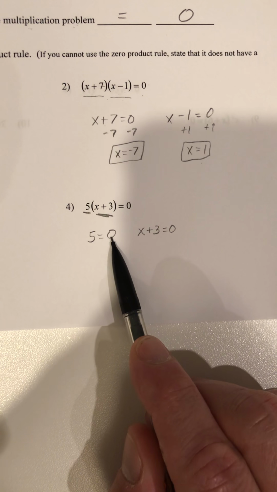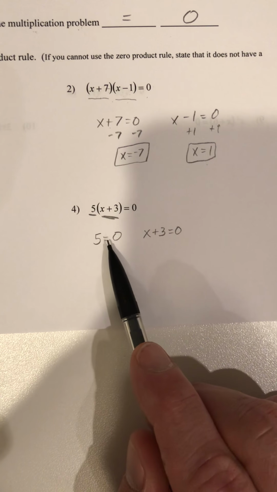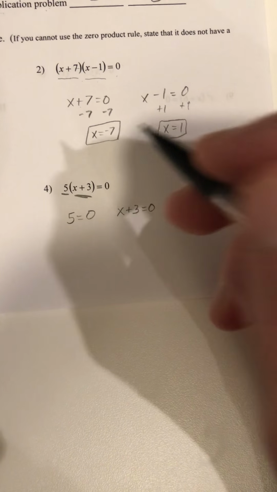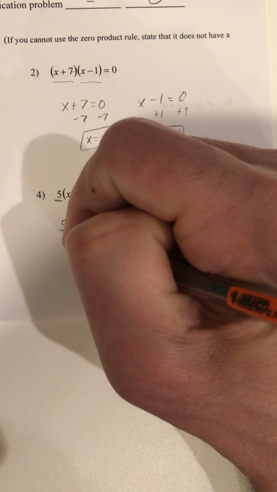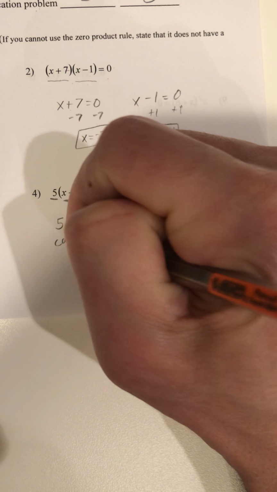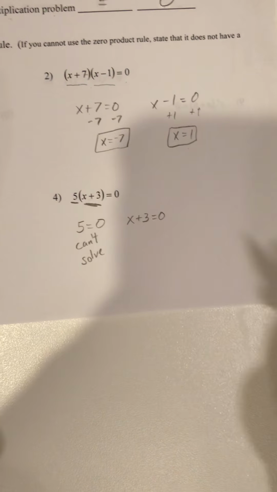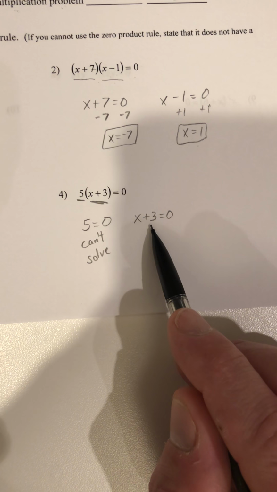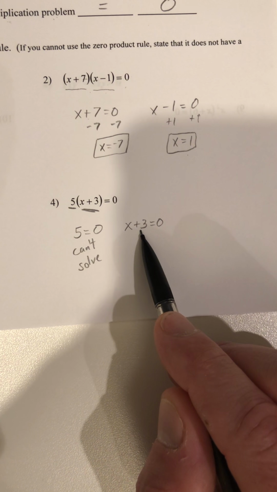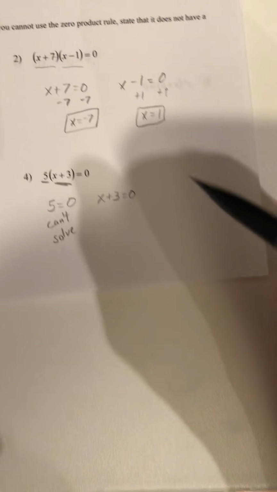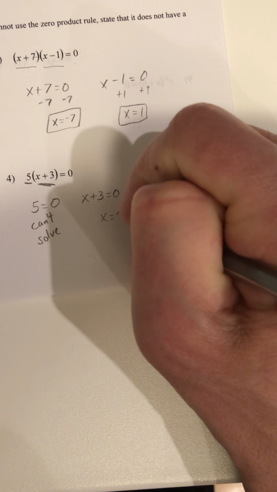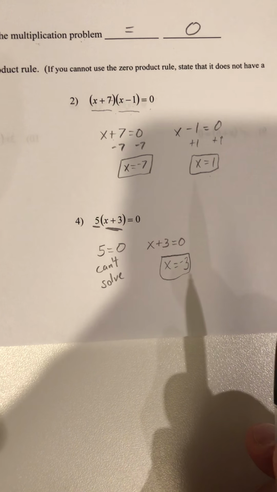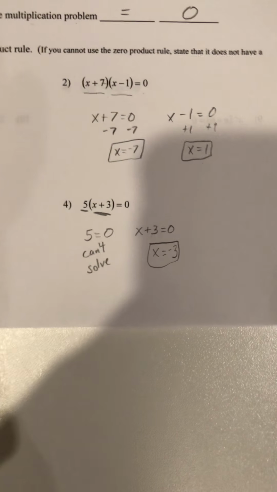we notice we can't solve one of these. 5 equals 0 cannot be solved. There is not a variable, and it's actually a false statement. It's not true. So when we say 5 equals 0, we say can't solve. It's not true, and there's no variable. So this will not generate an answer. But we do have to get this x by itself. To get rid of plus 3, we minus 3 on both sides to get a final solution of negative 3. So even though I tried to get 2 answers, I did only get 1.